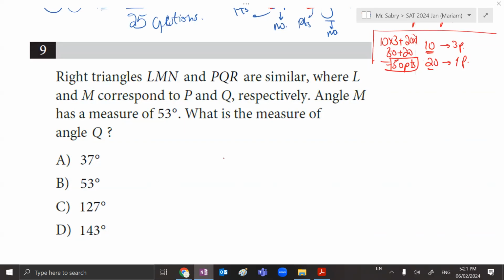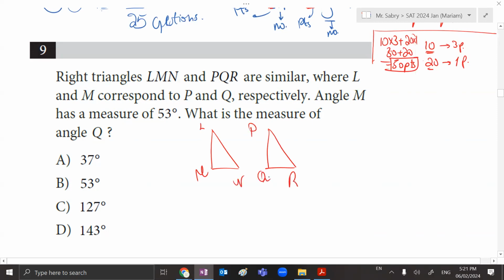Understand? Okay. Oh, here similar means they're the same or no? Yep. So it's 52. Why? Because right triangles LMN and PQR are similar. So most probably they're completely the same, like a reflection. L is similar to P, M is similar to Q, N is similar to R. So if M is 53, then Q is also 53 because they're reflecting each other. Perfect.